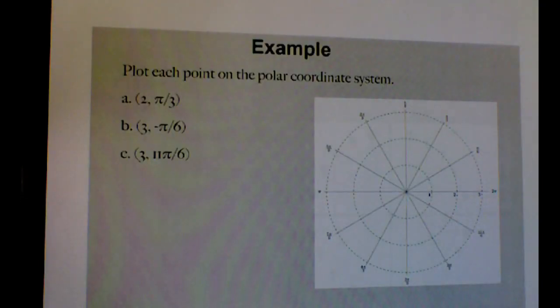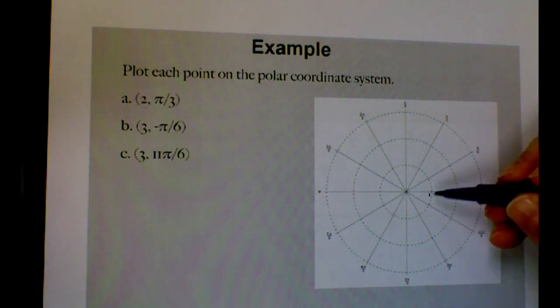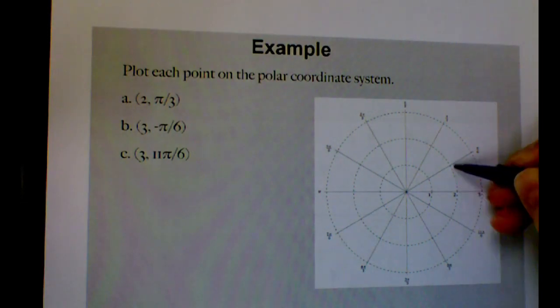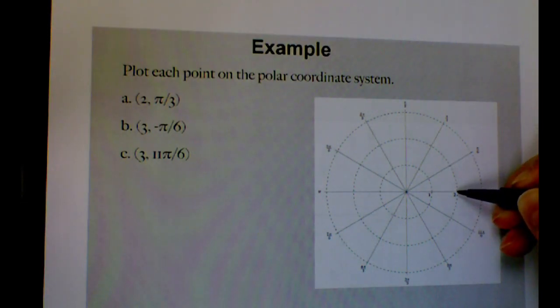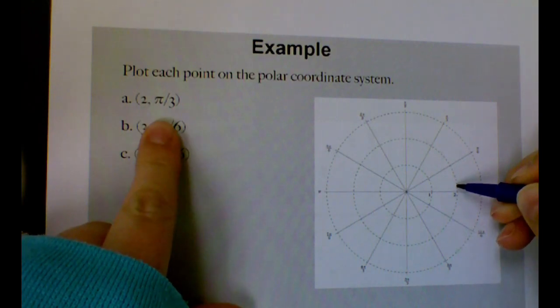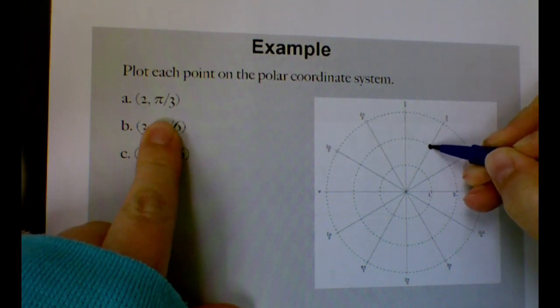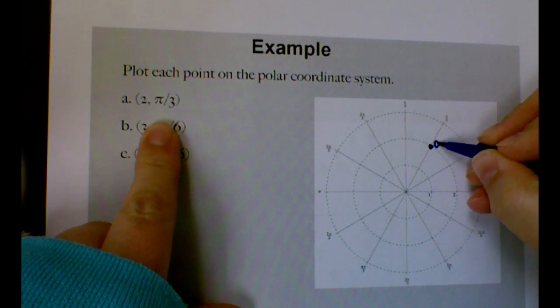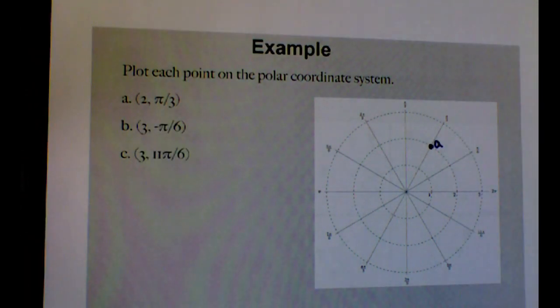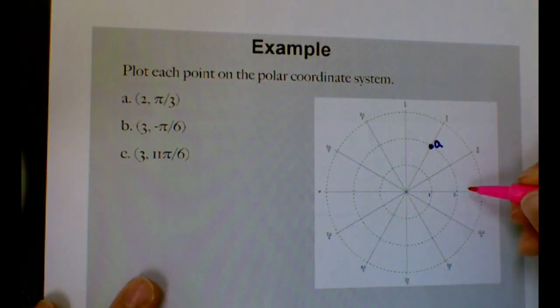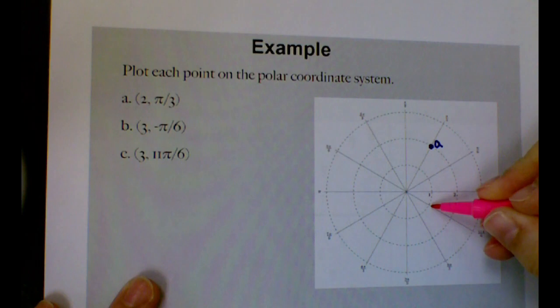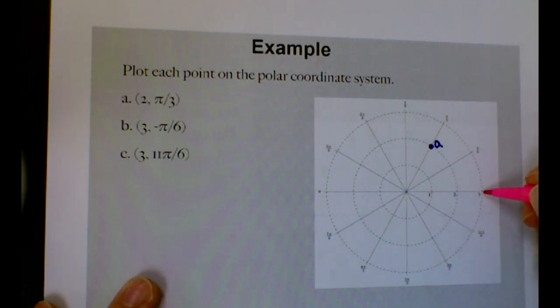So here's how we plot these points in the coordinate system. My first point is (2, pi over 3). My radius is 2, which means I'm along this circle that is 2 units from the origin. And then my angle is pi over 3, so I go up to pi over 3, find where those two things intersect, and that is my point A. For point B, I have (3, negative pi over 6). Well, negative pi over 6 is down pi over 6, but my radius is 3 this time, so I'm on this outer circle. I go down pi over 6, and that's my point B.